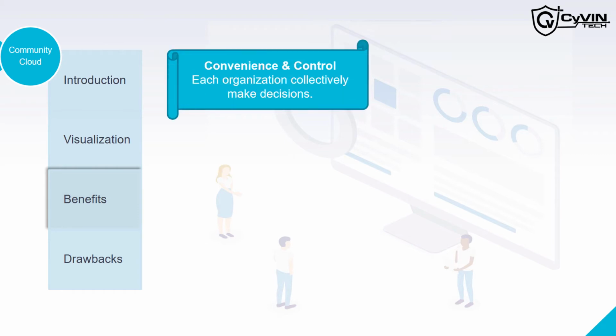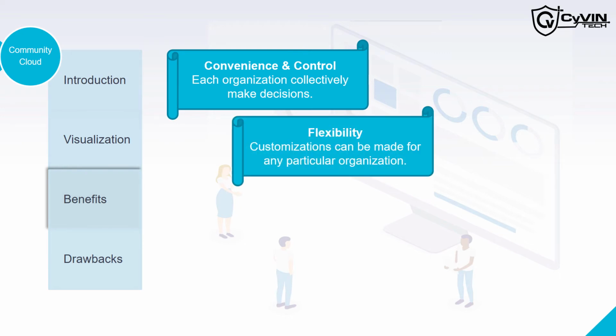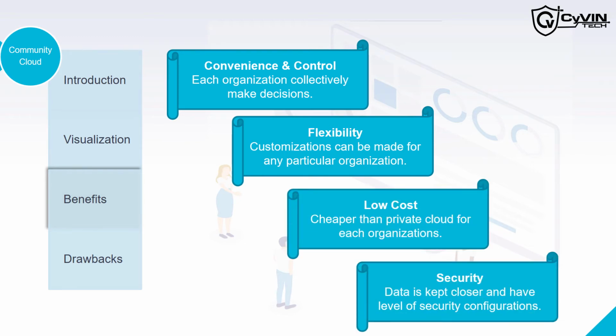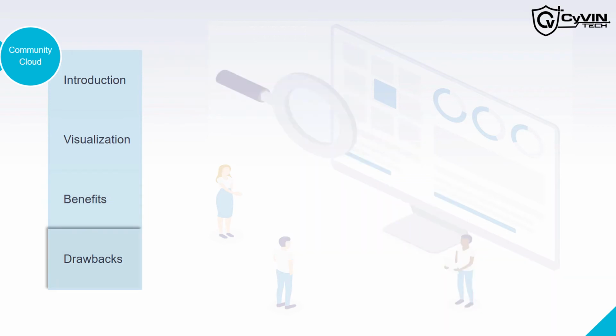Community cloud offers a number of benefits that could not be found in other deployment models, like convenience and control, allowing each organization to participate and collectively make decisions. The customizations can be made as per particular organization needs. This model is cheaper than installing a private cloud for each organization separately. For every organization, data is kept nearby to the physical location, which makes it quite a bit more secure than public cloud. Additionally, there are various other advantages like scalability, reliability, cost effectiveness, data control, etc.